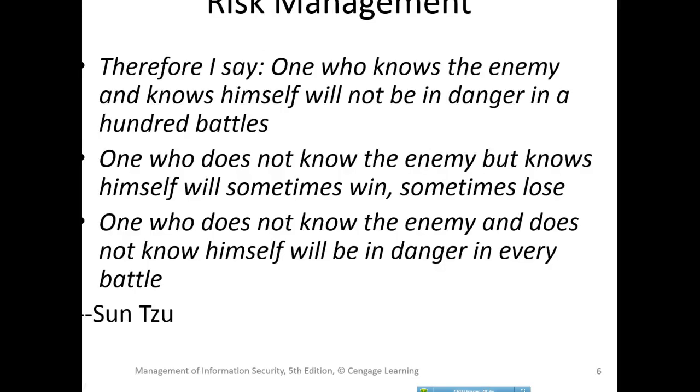Basically, the Chinese General Sun Tzu made an observation about 2,400 years ago about the philosophy of information security today. He said, "Therefore I say, one who knows the enemy and knows himself will not be in danger in 100 battles. One who doesn't know the enemy but knows himself will sometimes win, sometimes lose. One who doesn't know the enemy and doesn't know himself will be in danger in every battle."